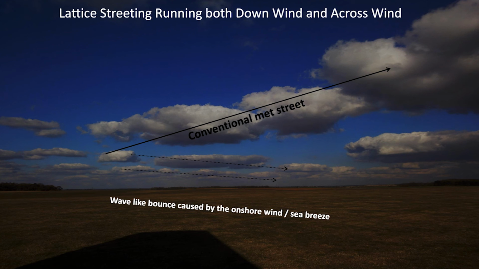And it can be caused by several other interacting features, and it generates a wave-like bounce caused by the onshore wind, sea breeze. And the way that it occurs is, imagine where you set a ripple off in some water, but then you set another ripple off somewhere else, and where the two merge, then you end up with this lattice streeting. So here's conventional Met streeting in black, and then we've got this lattice streeting running the other way, almost 90 degrees, but it's not always 90 degrees. Sometimes it'd be closer to 60 degrees off.